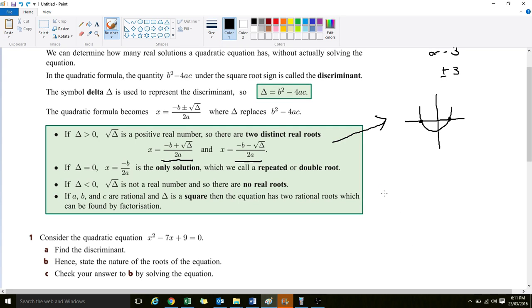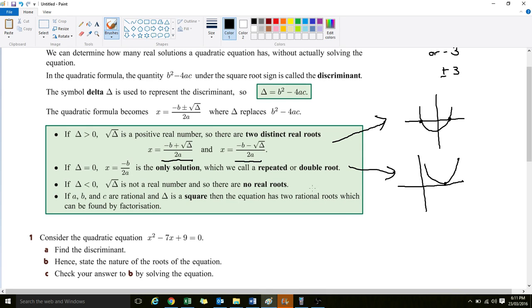So what's that going to look like graphically? Like this, okay? It touches the x-axis at the minimum point and then goes up. So we say it has only one solution, or we call it a repeated or double root, whichever you prefer. Okay, now in the last circumstance, just draw an arrow.